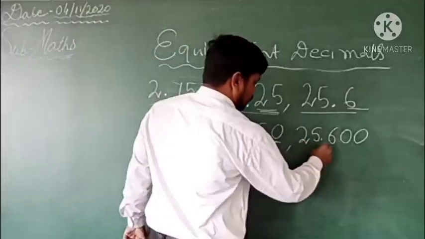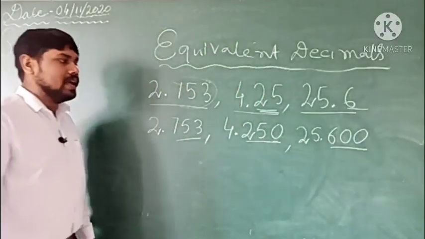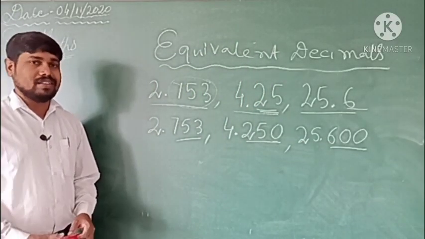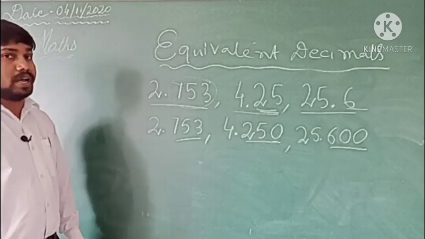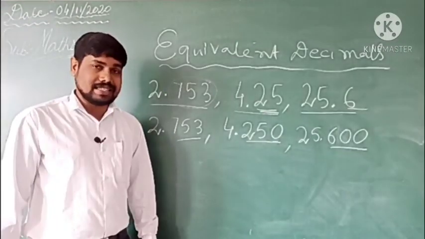So now after the decimal, in all the numbers 3 digits are there, and now you can compare these all, which one is greater and which one is smaller. That means you can arrange either in ascending or descending order.